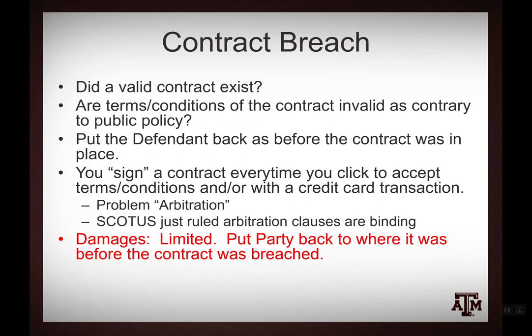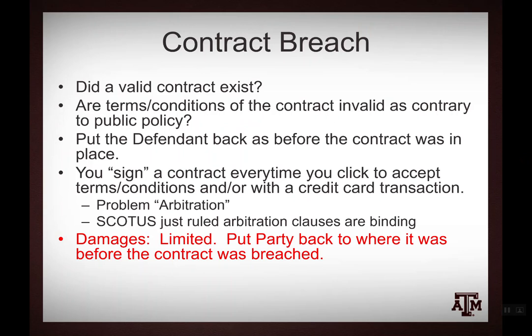Now, I want you to be sure that you get the damages here. The damages is to put the defendant back as before the contract was in place. So you hire me to do something, you give me $10,000, I don't do it, I lose the suit, I pay you your $10,000. Now what you need to know is that you sign a contract every time you click to accept terms and conditions and or with a credit card transaction.